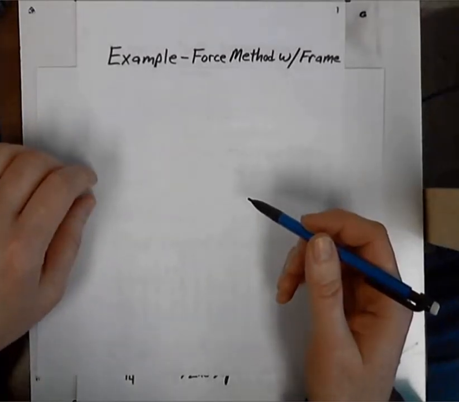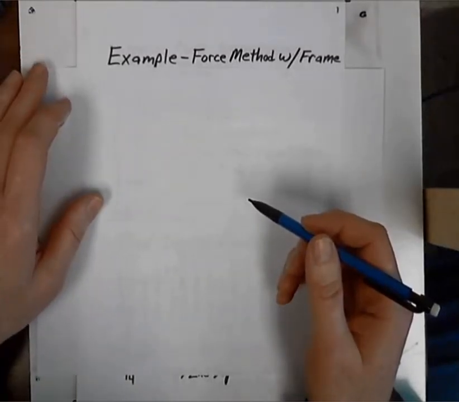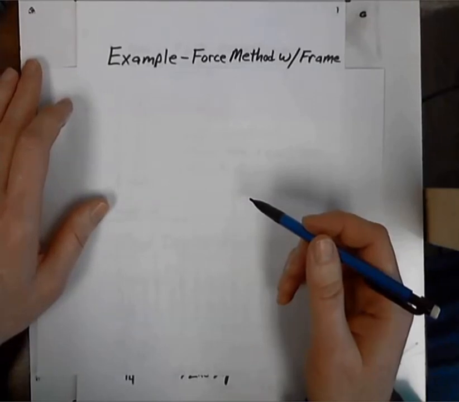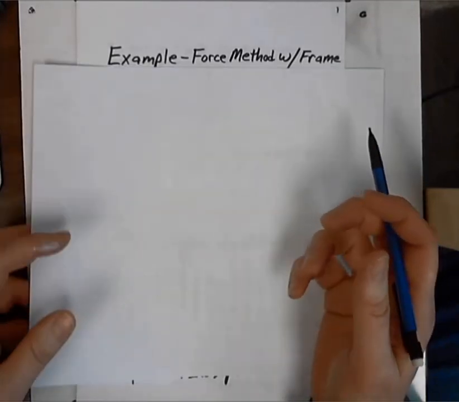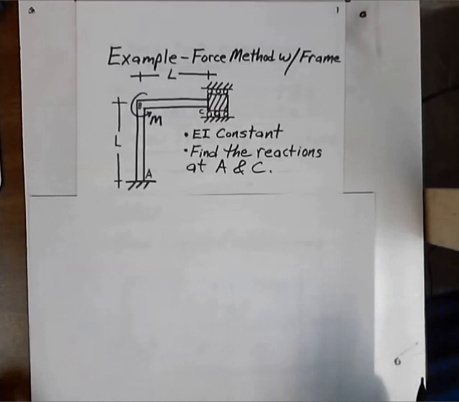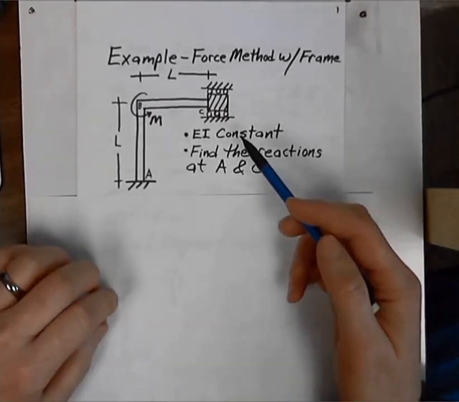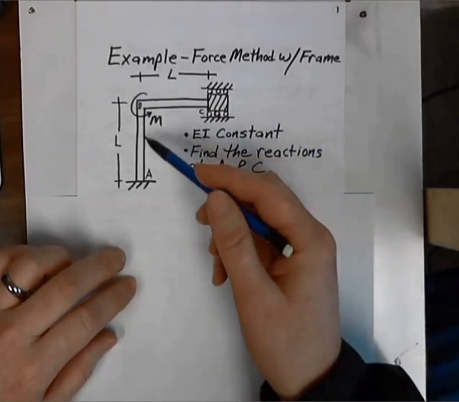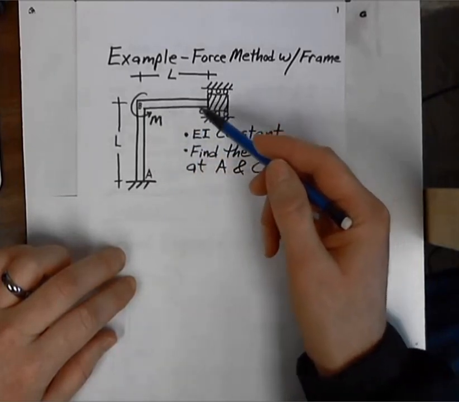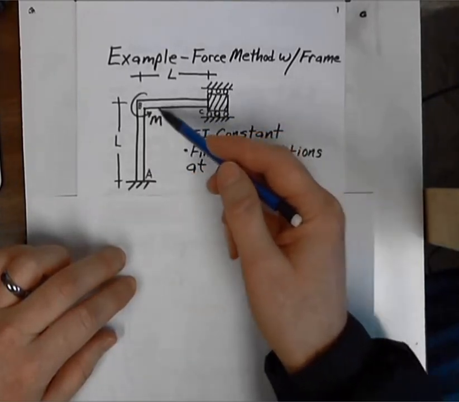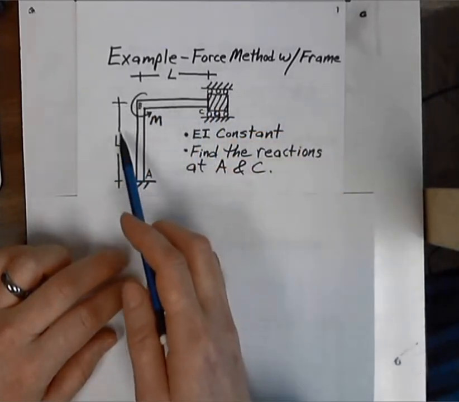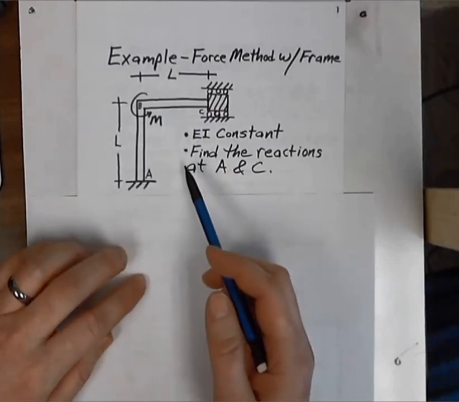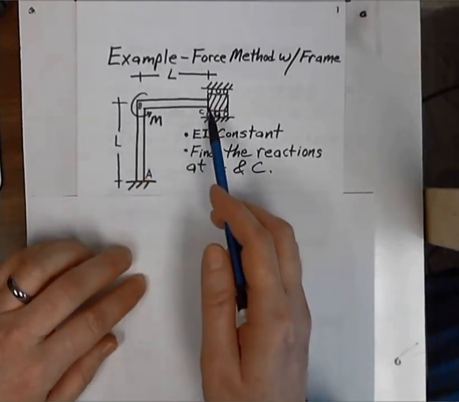In this video, we consider the example of the force method with a frame. I have constructed an example here where we have a frame consisting of two members, both of length L, and we have joints A, B, and C.